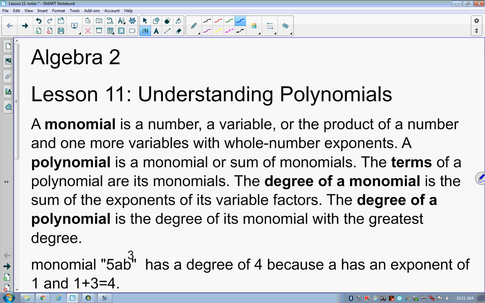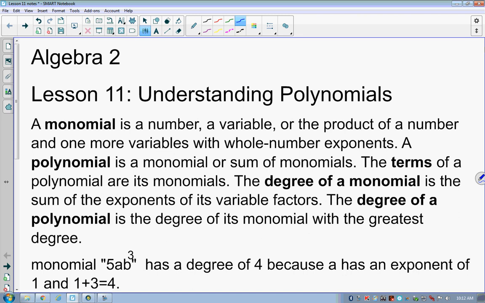Lesson 11 here, we start off with talking about monomials. Mono meaning one, right? You've heard the phrase mono y mono, right? What does that mean? One-on-one, right? Mono means one. A monomial is a number, a variable, or the product of a number and one or more variables with whole number exponents. A polynomial is a monomial or sum of monomials.